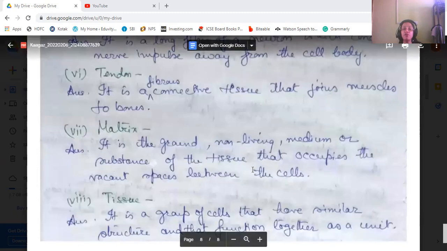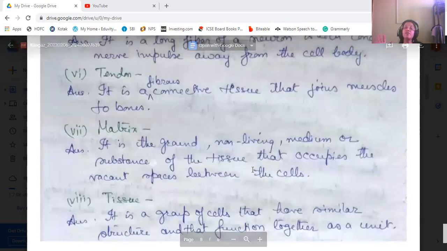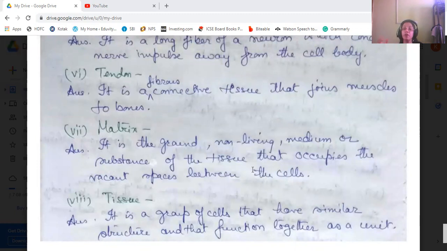Then we come to matrix. What is matrix? Matrix is a ground substance. It's the non-living medium or substance of the tissue which occupies the spaces between the cells. Like in bone, the bone cells, known as osteocytes, are present scattered in the ground tissue. That ground tissue is known as the matrix.